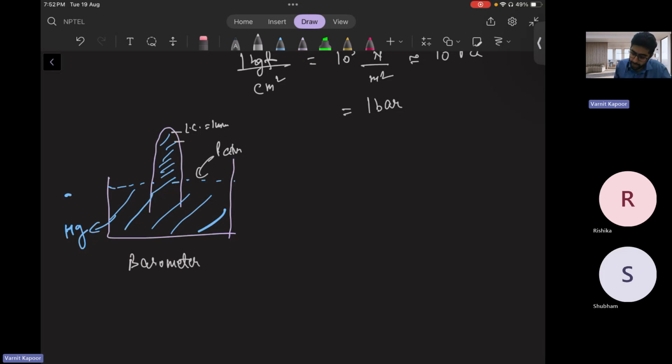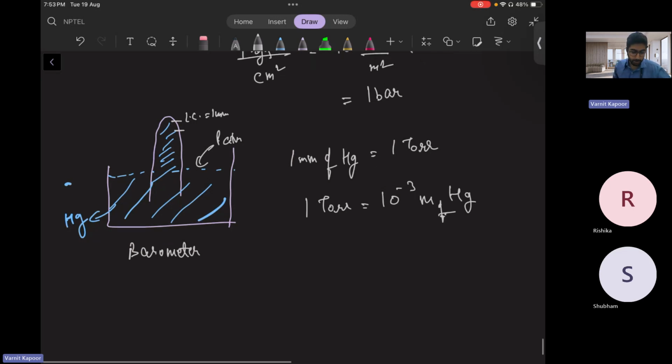Okay. So 1 mm of Hg, that is your least count of the mercury, is 1 torr. So 1 torr is 10 to the power of minus 3 meter of mercury. In terms of head, as I wrote in the note, meter of mercury is 13.6 into 9810, converted into pascals.